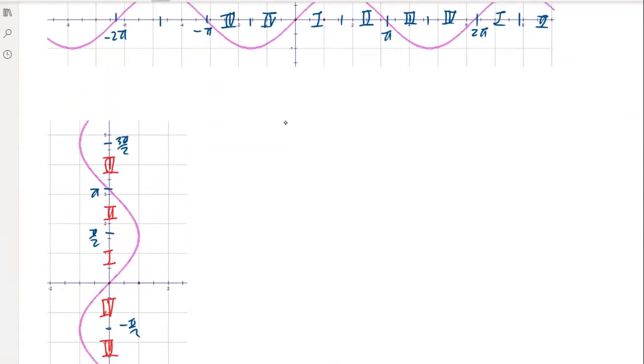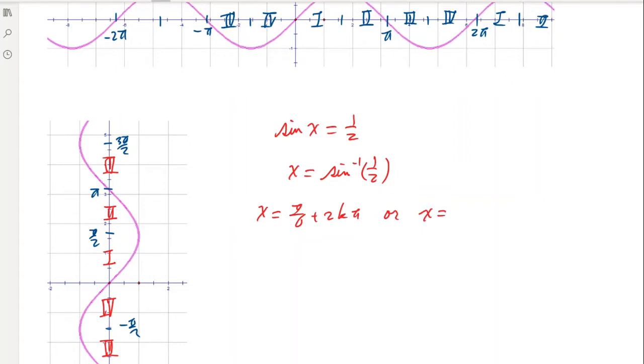Okay. This is an example. If you have sine x is equal to 1/2, how were you taught to solve this? You were taught to do this. So x is equal to inverse sine of 1/2, right? And then x is equal to pi over 6 plus 2k pi, or x is equal to 5 pi over 6 plus 2k pi. That look familiar?